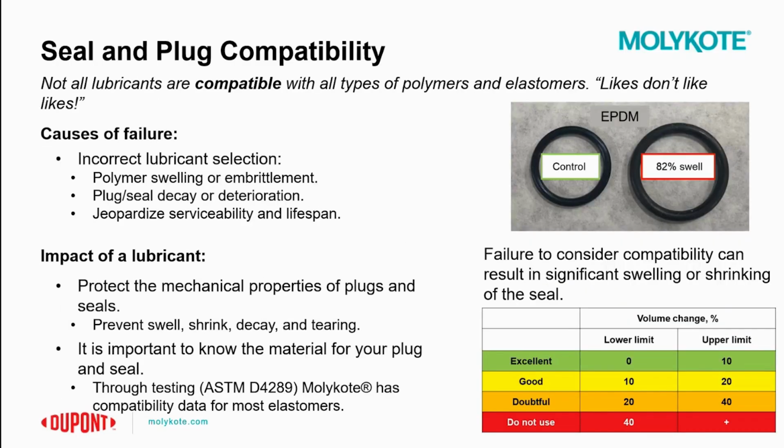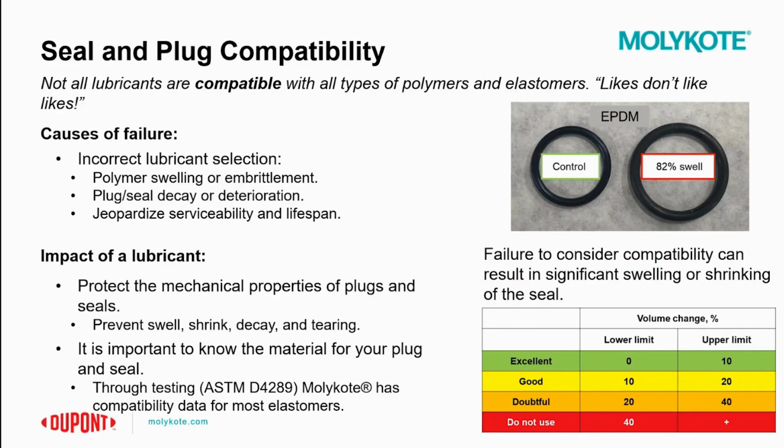Now, in order to achieve the benefits of lubricating plugs and seals, it is important to not overlook compatibility. When we say compatibility, we're referring to the lubricant's compatibility with various plastics and elastomers, or in the case of electrical applications, this can include seals, plugs, switches, cases, and housings. Incorrect lubricant selection can shrink or swell a material, leading to deterioration and embrittlement. This ultimately jeopardizes the serviceability of the polymer and shortens its lifespan.